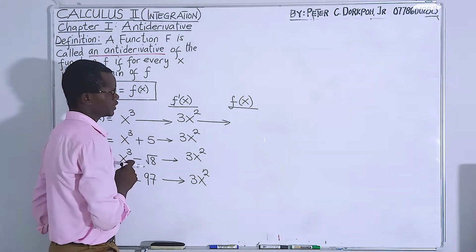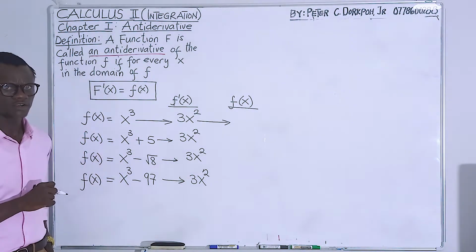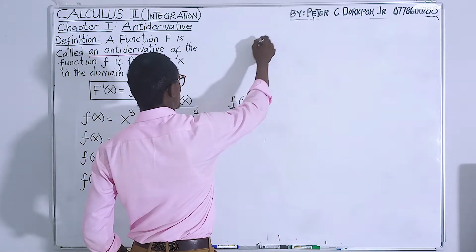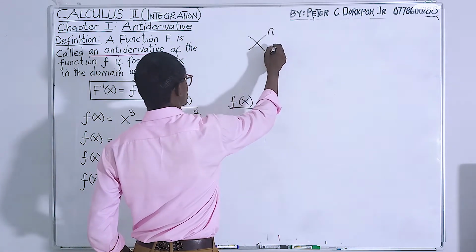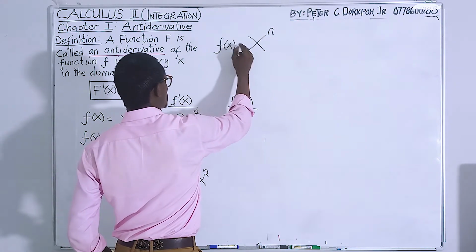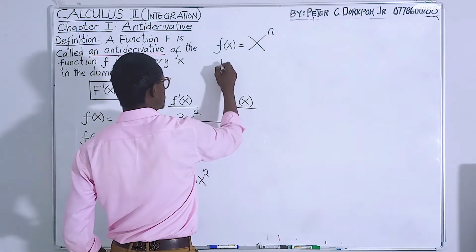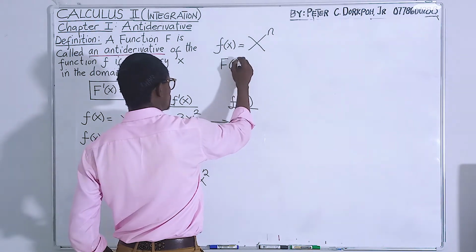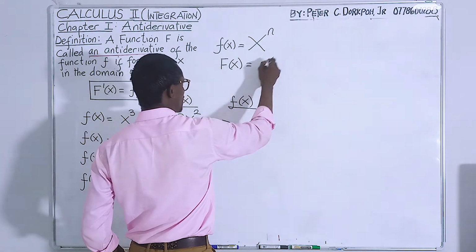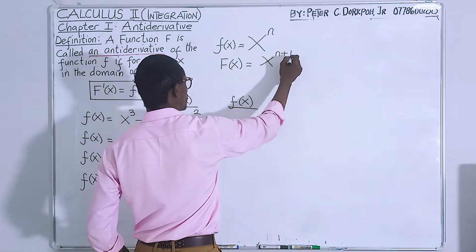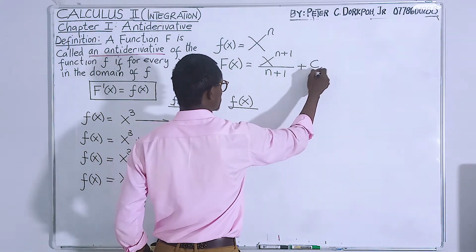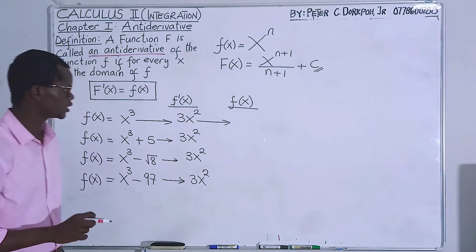The process of finding the antiderivative of a particular function: assume that you have a function x raised to the power n. If f of x is equal to x raised to the power n, it means capital F of x, which is now the antiderivative of this f of x, will be equal to x raised to the power n plus 1 all over n plus 1, plus some arbitrary constant c, and I'm going to explain this to you shortly.